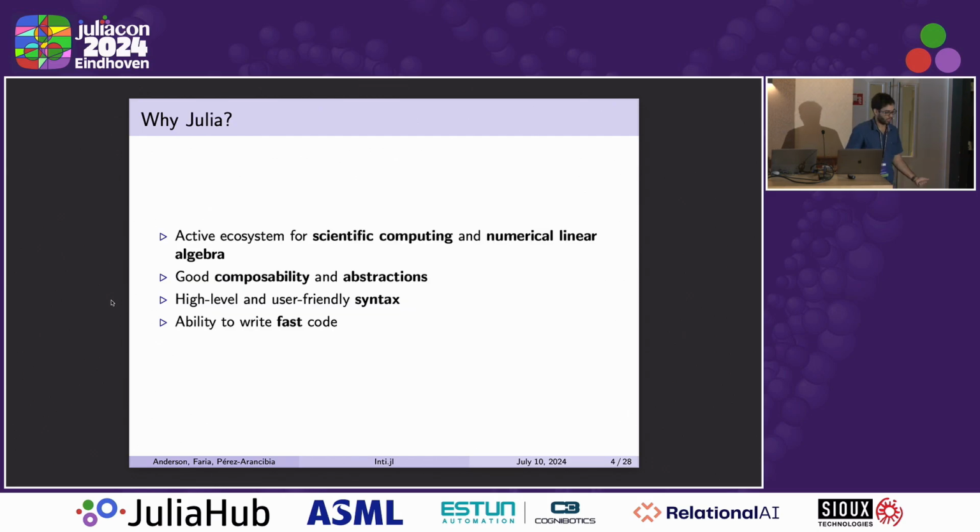So the second question, why Julia? Well, why boundary integral equations? That's what I work on. So why Julia? Well, we found the ecosystem for scientific and numerical linear algebra to be quite good. It's also very composable, easy to build abstractions, which we will need because these methods tend to be complicated. We found the syntax to be user-friendly compared to, say, C++. And we really needed the ability to write fast code where it mattered. So in Julia, we found that we had everything that we needed.